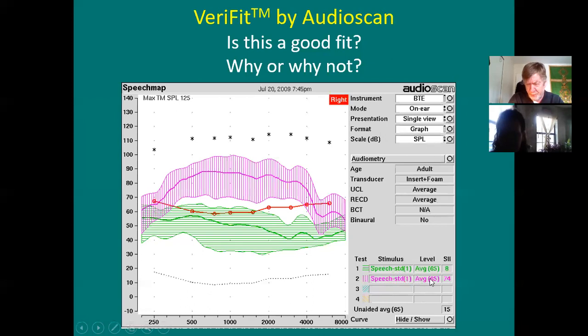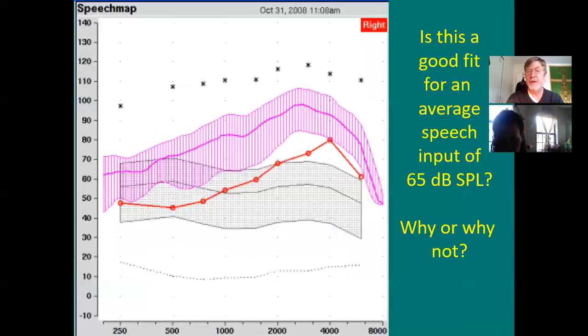The speech input 65. Green is unaided, pink is aided. Okay, and it's a little much. Let's look at this one. Here's another case, okay? Is this a good fit for an average speech input of 65 dB SPL? Again, why or why not?